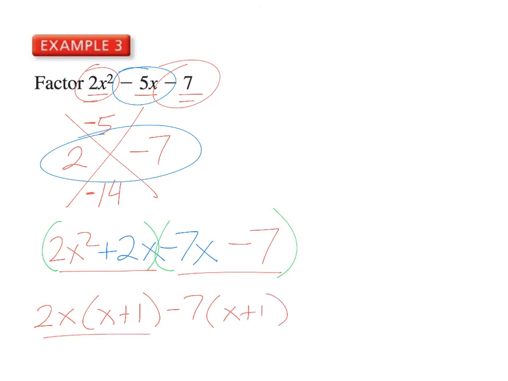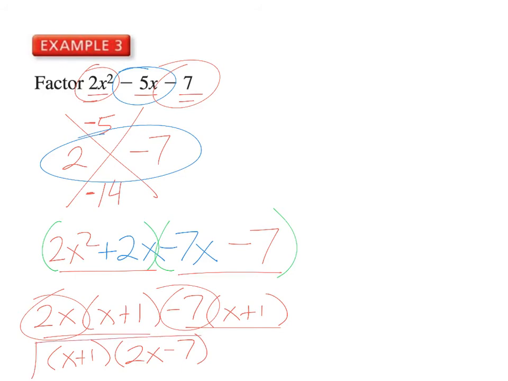All right, now what can I factor out of both terms here? I could factor out x plus 1, and what's left over? 2x minus 7. Done.